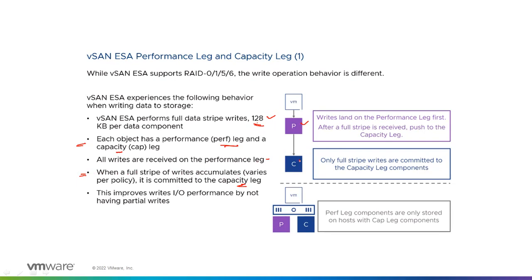P and C. Write load on the performance leg first. After the full stripe is received, push this P to C. At the end of the day, the entire data stripe is available here. So this improves the write IO performance by not having partial writes. The entire stripe of data, that is my 128 KB.